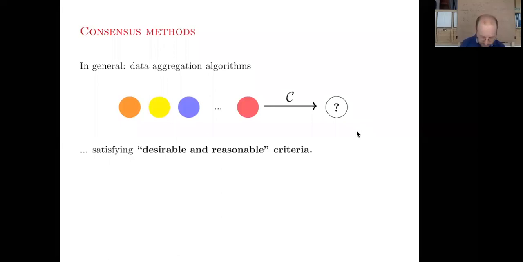Here I have several colored circles. I have inputs of the same kind. They are all disks, right? But with different properties, different colors. And somehow I want to decide one single color as an output. Now this depends on the situation. And depending on the situation, I might have different criteria, or I want this data aggregation algorithm to do something special for me, depending on what I want to do.